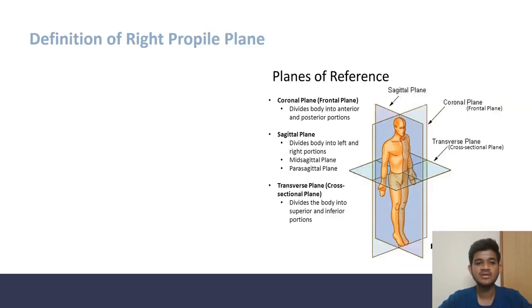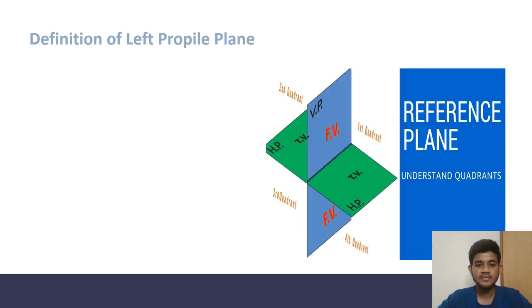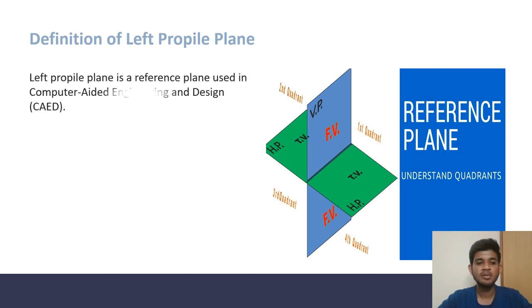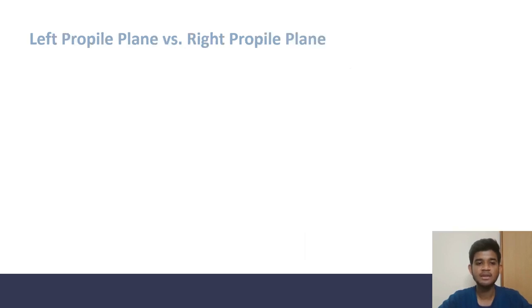Now let us see the definition of right profile plane. Right profile plane is another reference plane utilized in CAD. It represents the right side of an object or system. It helps in visualizing and analyzing the right side of a design. Now let us see the LPP, that is left profile plane. Left profile plane is a reference plane used in computer-aided engineering and drawing. It represents the left side of an object or a system. It helps in visualizing and analyzing the left side of a design or a drawing.